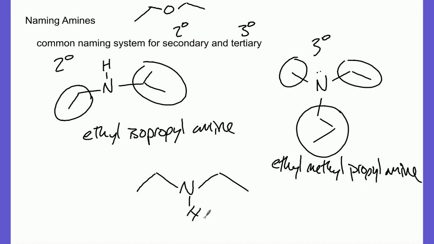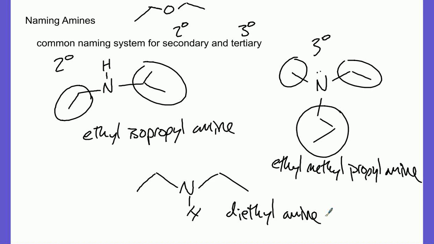If you have more than one of the same thing, you'd still use a prefix. That's why this turned into diethyl. Whereas the other 2, you had to name every branch individually, ethyl isopropylamine or ethyl methylpropylamine, right?